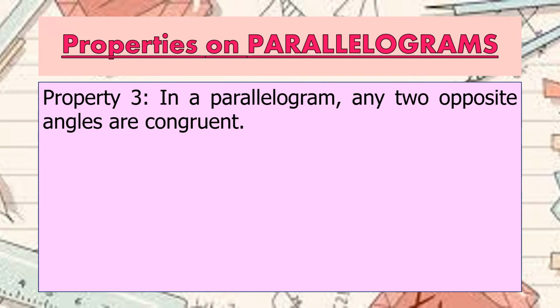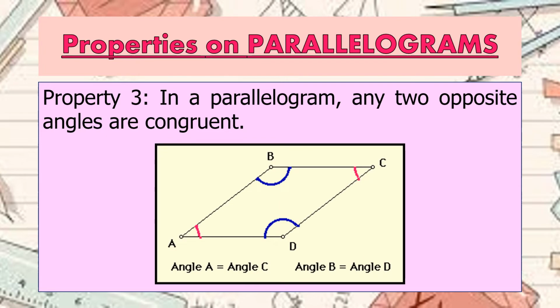For the next property, in a parallelogram, any two opposite angles are congruent. So ngayon naman, angles, kanina sides yung kanilang magka-congruent. Opposite side daw ay congruent. Ngayon naman, opposite angles are congruent. So alin bang opposite dito? We have here the parallelogram ABCD again. So si A, ang ka-opposite niya ay C. So meaning, angle A is equal to the measurement of angle C. Dito naman, B, ang ka-opposite niya ay D. So, meaning, angle B is equivalent or congruent with angle D.